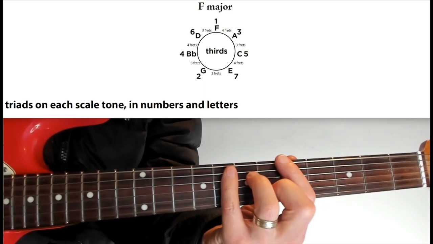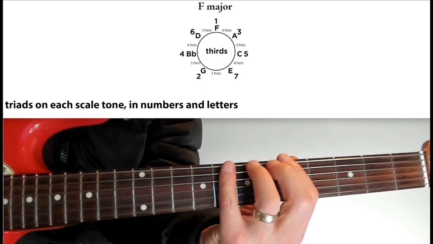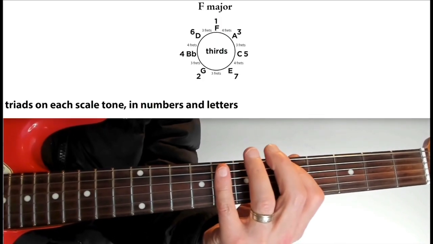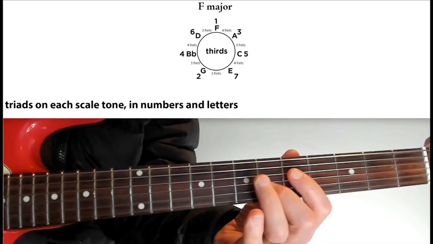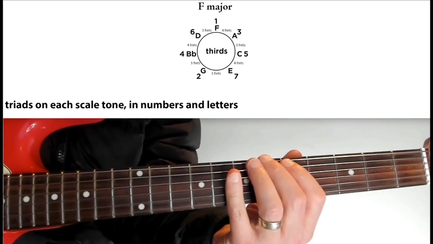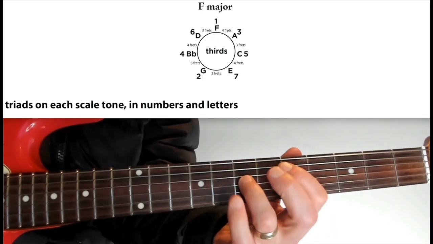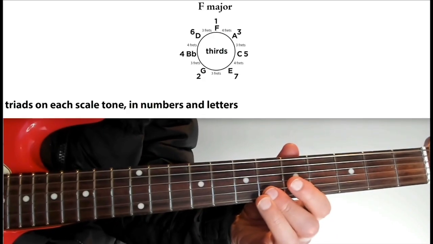The 4 chord is B flat major, and that's the 4, 6, 1s. And here's 4, 6, 1, 4, 6, 1, 4. And in letters, those are B flat, D, F, B flat, D, F, B flat.